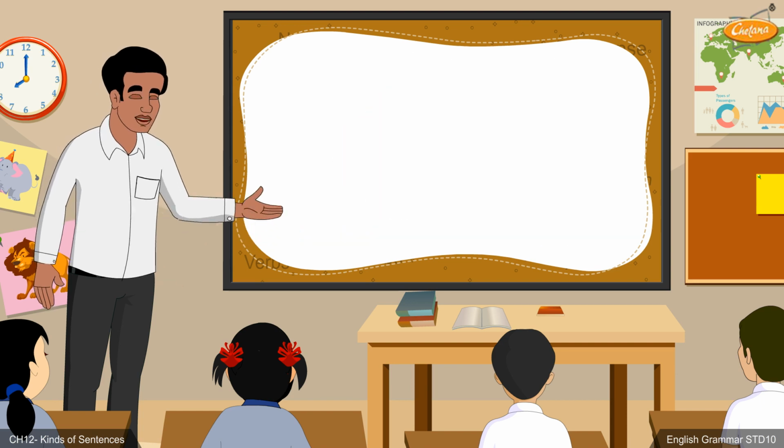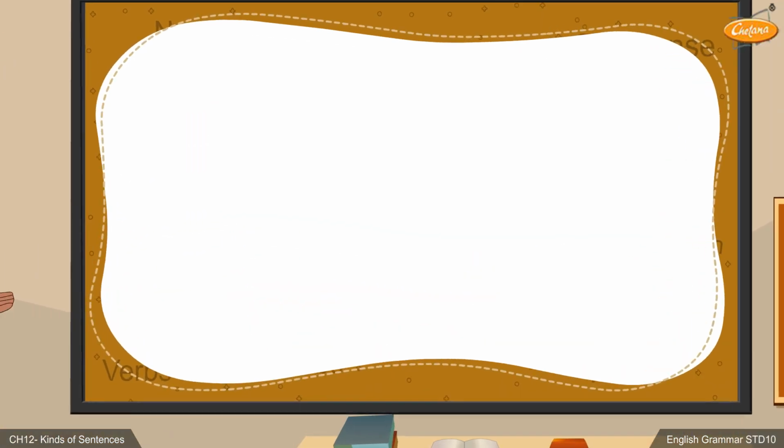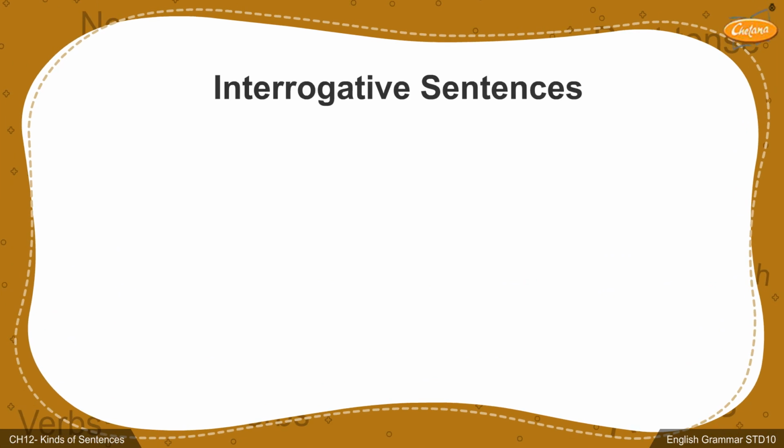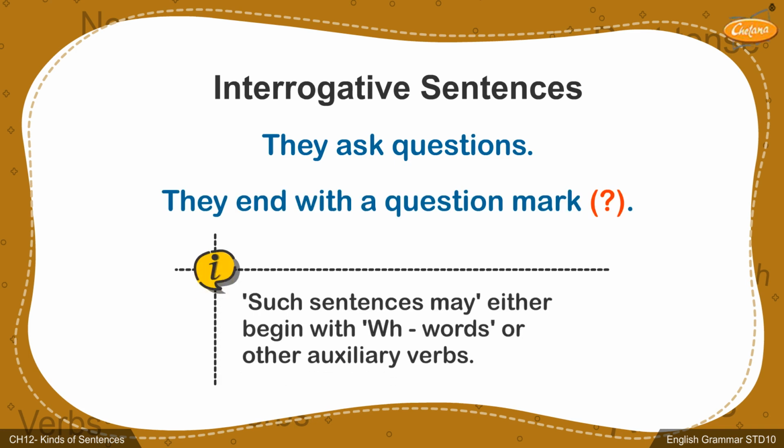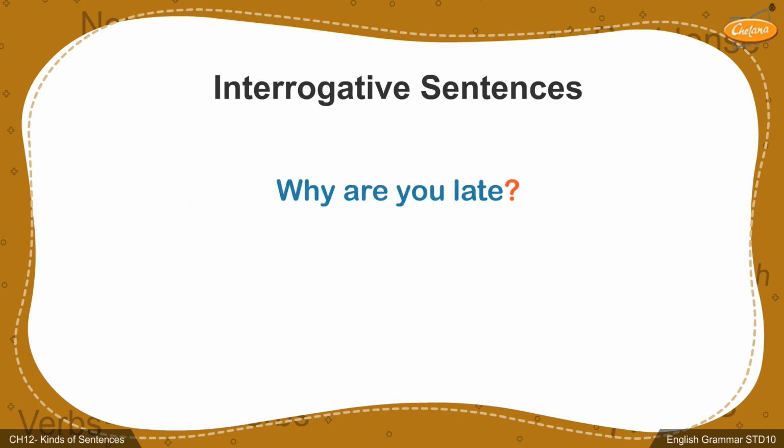The second kind of sentence we will be dealing with is called an interrogative sentence. These sentences ask questions and they end with a question mark. Such sentences may either begin with WH words or other auxiliary verbs. "Why are you late?" and "Have you seen this movie?" are examples of interrogative sentences.